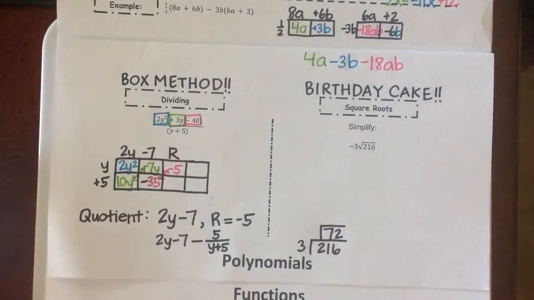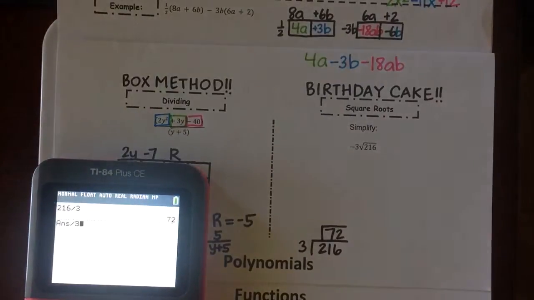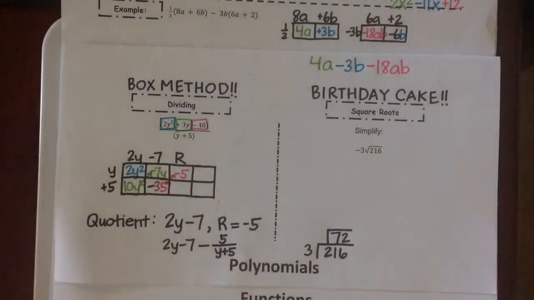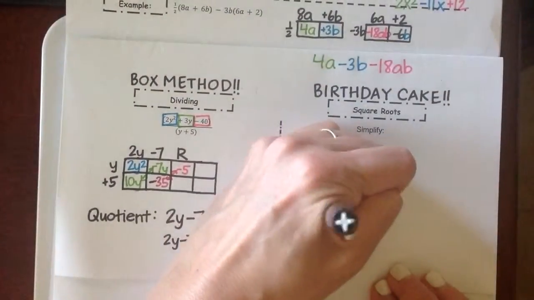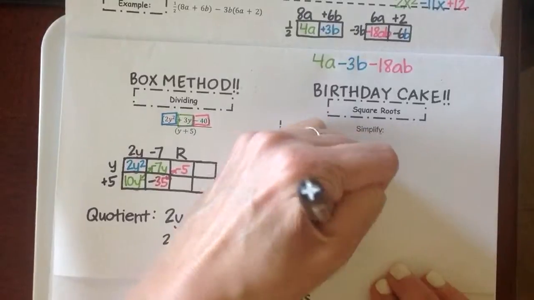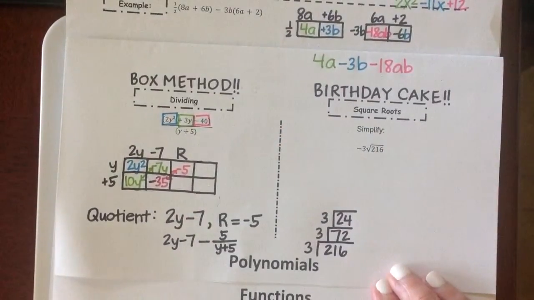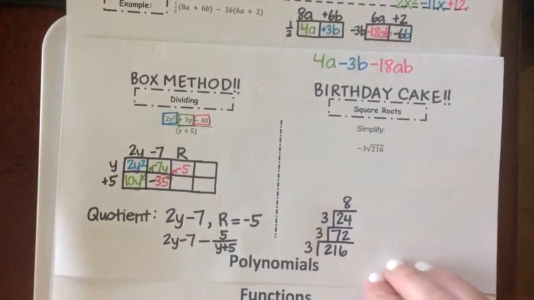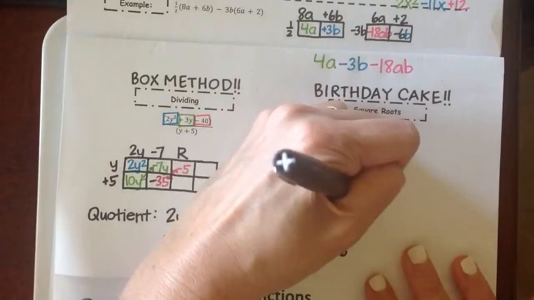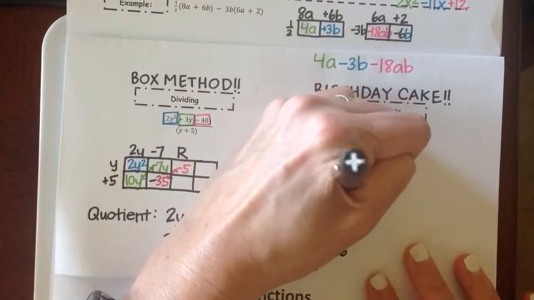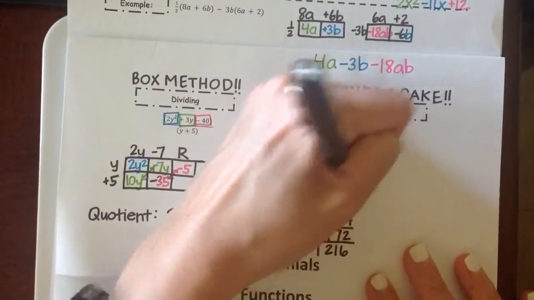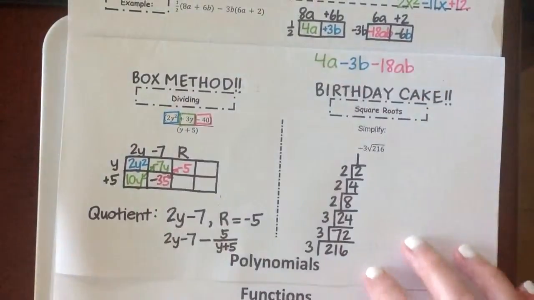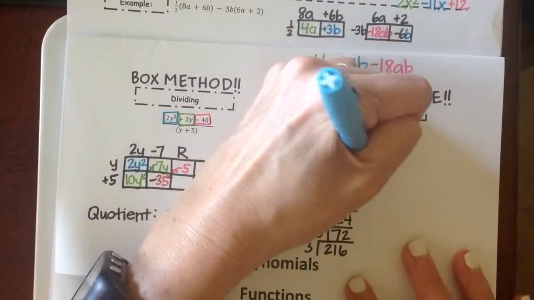Well, now I'm going to see if 72 is also divisible by 3. And it is. I get 24, so I'm going to say divide by 3, and I get 24. I know that 24 is divisible by 3, and that's going to give me 8, I believe. Okay, well 8 is not divisible by 3, so I've got to stop dividing by 3. I know it is divisible by 2, and that's going to give me 4. I know 4 is divisible by 2, and then 2 is divisible by itself, and now I'm going to get the 1 that I need for my birthday cake.